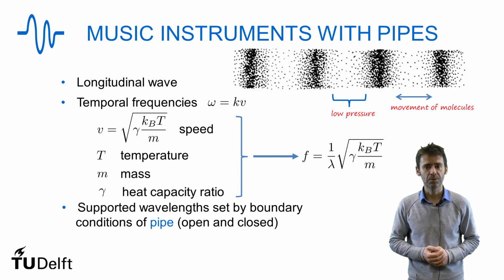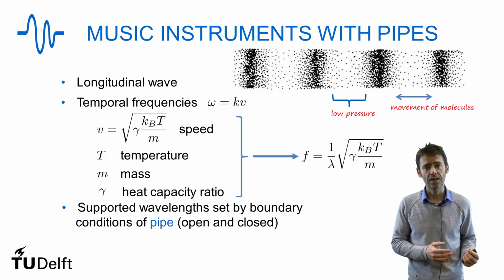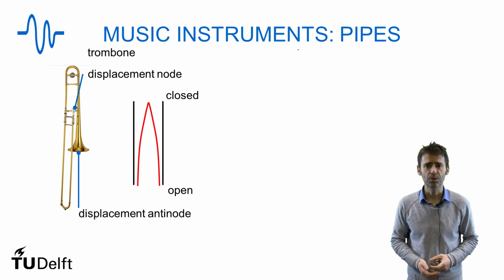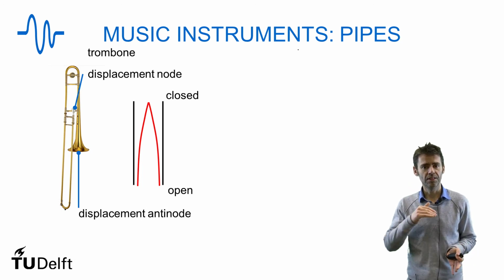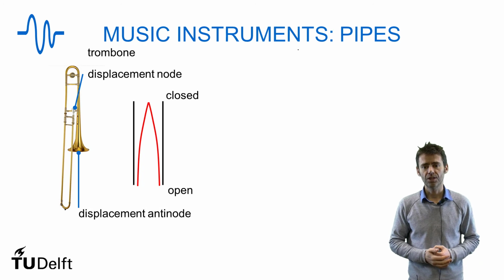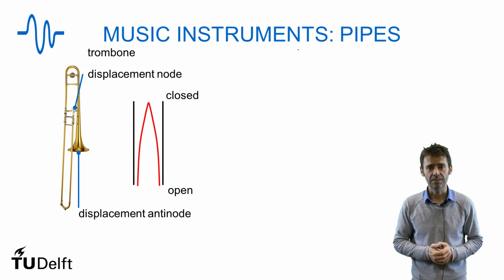So again, here we can calculate the frequency of oscillation as equal to 1 over lambda times the square root of gamma kB T divided by m. But again, here the wavelengths that are supported by this pipe are given by the boundary conditions of the pipe. And they can be, in this case, open and closed. So for example, if we look at the trombone, we blow the trombone at the entrance with our mouth. So there we have a closed point. But of course at the exit we have an open trombone, and there the gas is free to oscillate. So in this case we have a displacement node at the entrance and a displacement antinode at the exit. This gives us a fundamental harmonic that has a wavelength that is equal to 4 times the length.